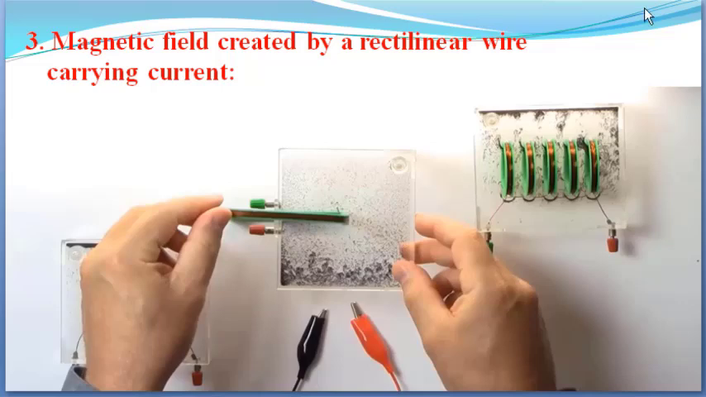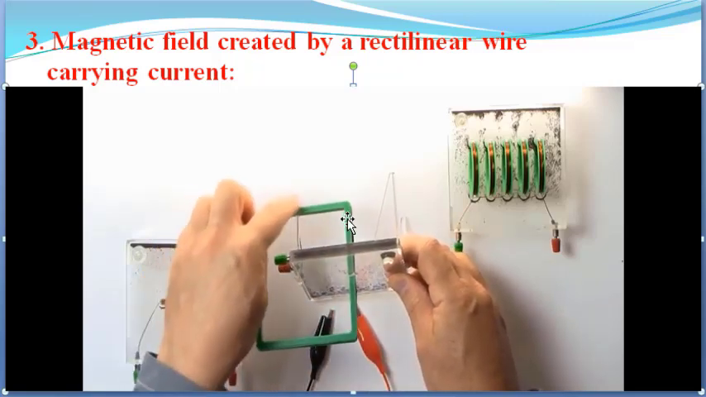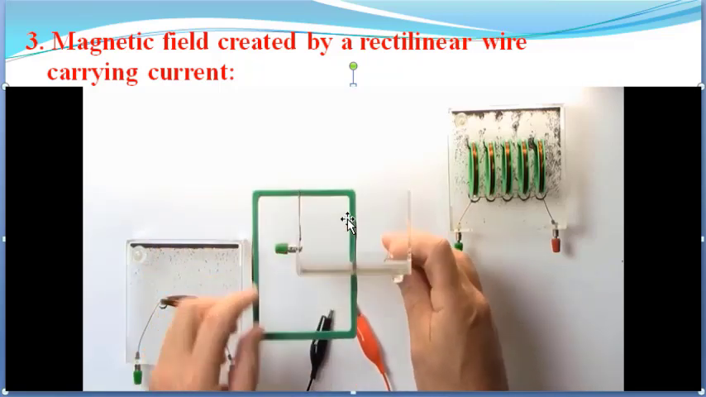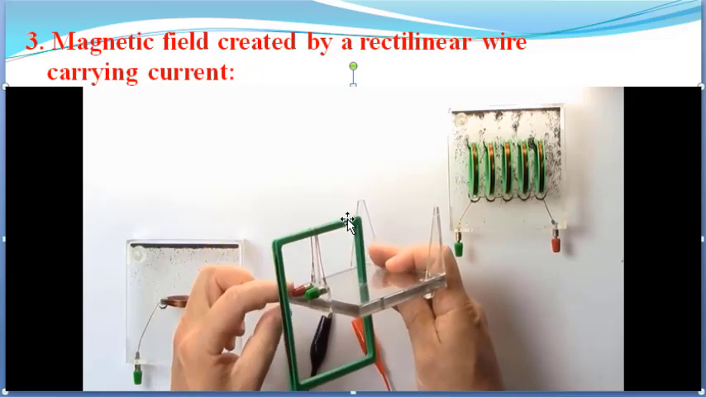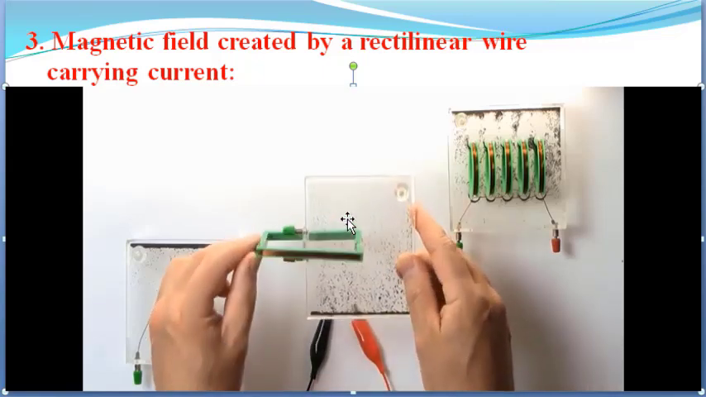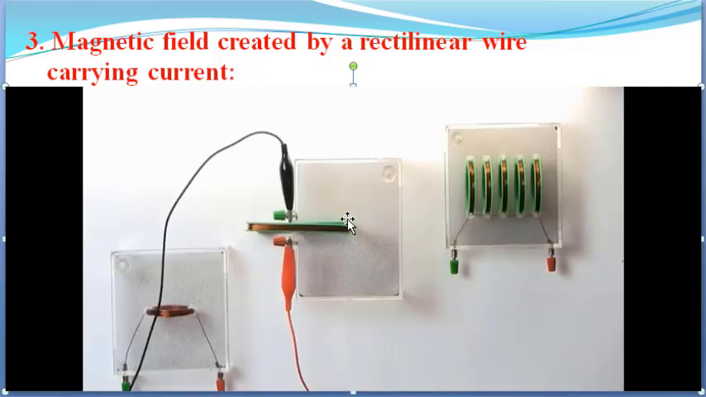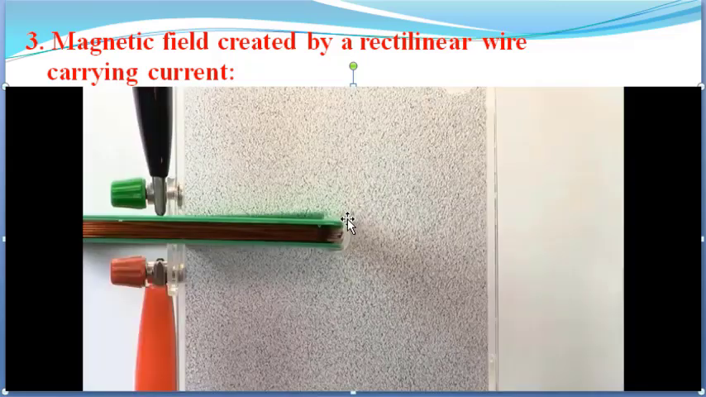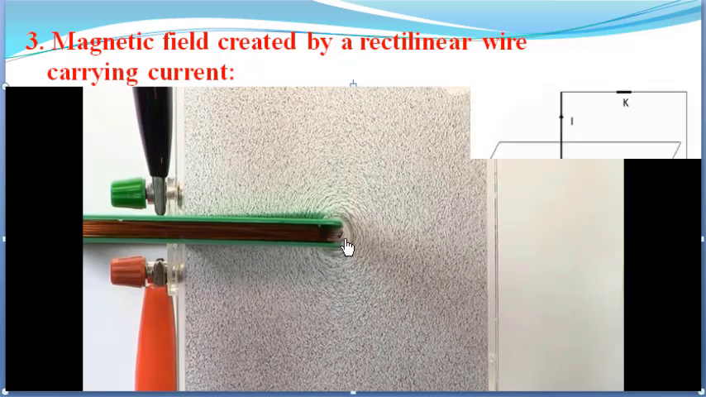Now, magnetic field created by a rectilinear wire carrying current. We use the following materials: a plain cardboard, a DC voltage generator, a long copper wire, iron filings, and a rheostat. Procedure: first, sprinkle some iron filings on the cardboard. Second, a straight copper wire stretched vertically passes through the plane of the cardboard. Finally, connect the wire to the poles of the cell by means of a rheostat and a switch. As you see, the iron filings are redistributed and form concentric circles.